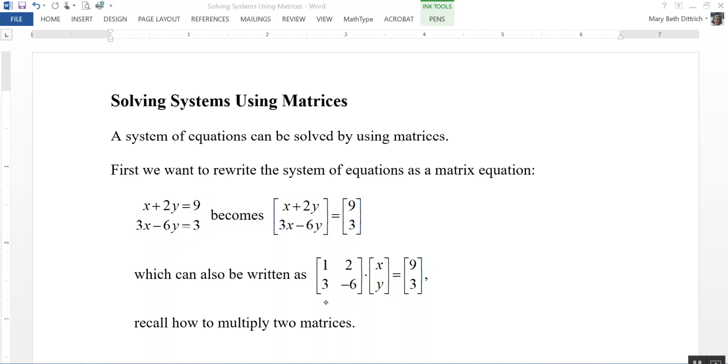Notice that if I were to multiply this matrix times this matrix, I'd go across this row and down this column, 1 times x plus 2 times y, which gives me this element here. And then if I were to multiply the second row times this column, 3 times x plus negative 6 times y, I would get this element here. So we're basically just showing how these two matrices were multiplied. So we want to rewrite it as the coefficients, the variables, and then the constants that it equals.